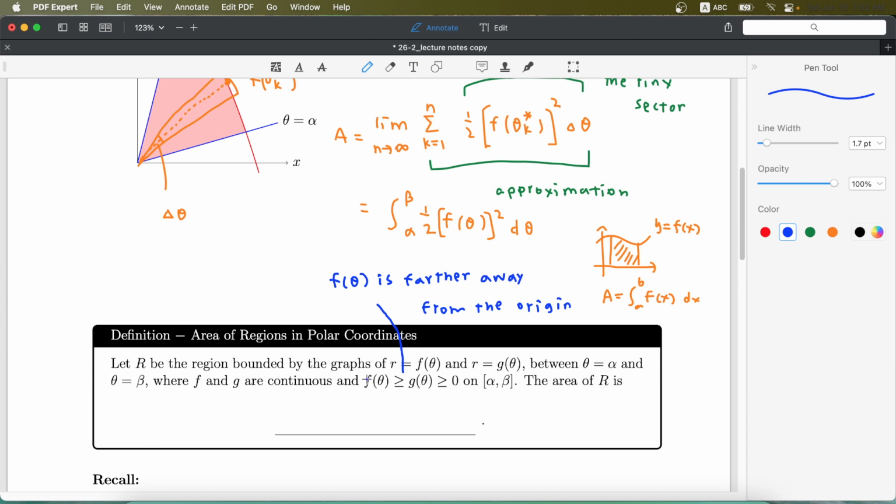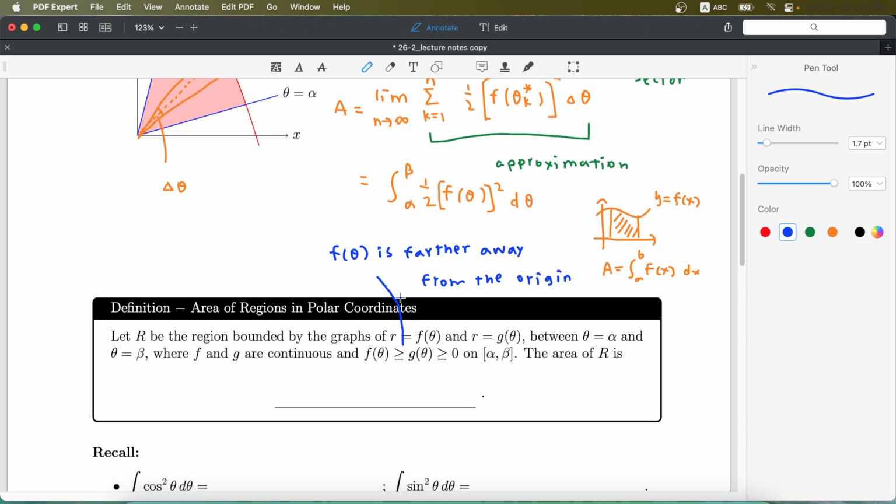Just like before, if we have f of x greater than or equal to g of x, that means this graph is higher than this graph, right? Because they are y values. The y value of this graph is greater than the y value of that graph. Okay, so right now we have f of theta and g of theta. So that means the radius right here is greater than the radius right here. That is why f of theta is farther away from the origin.